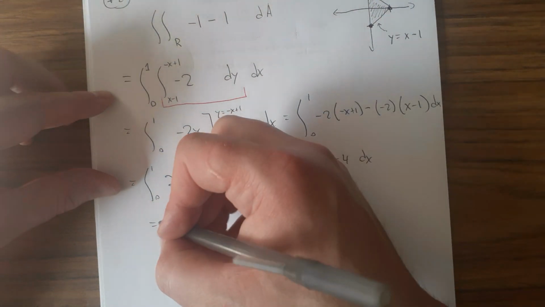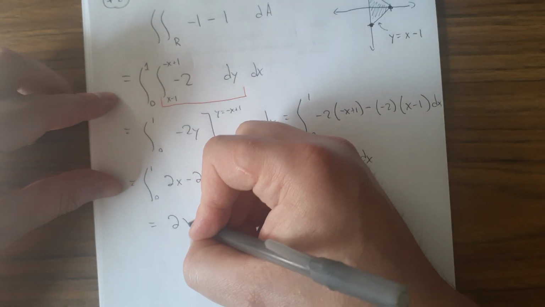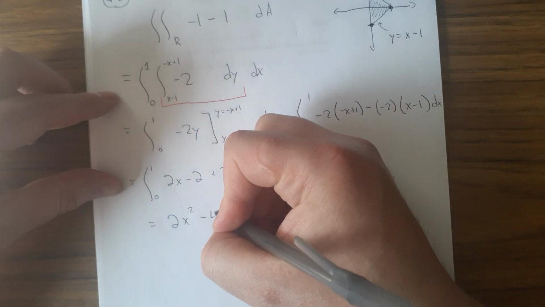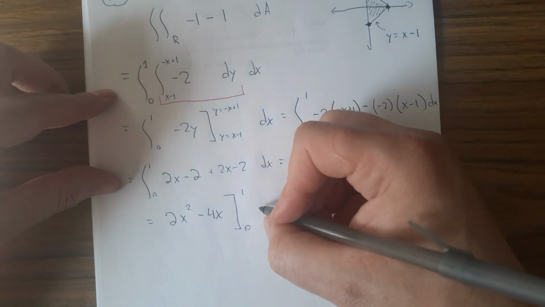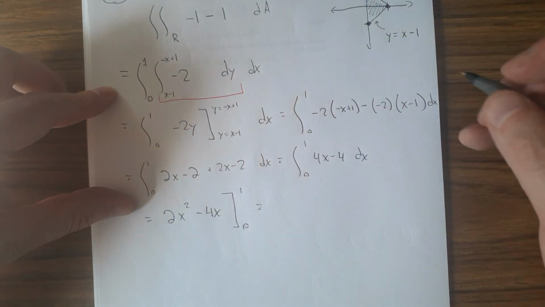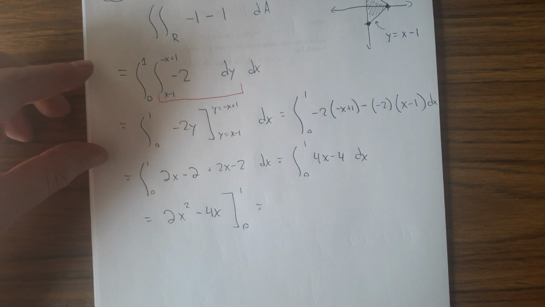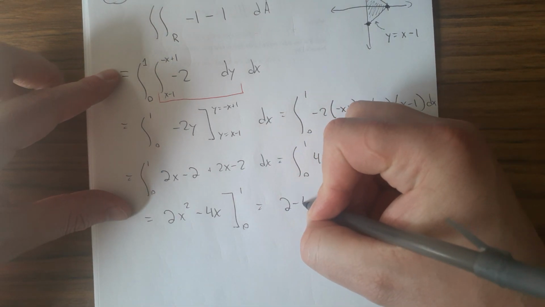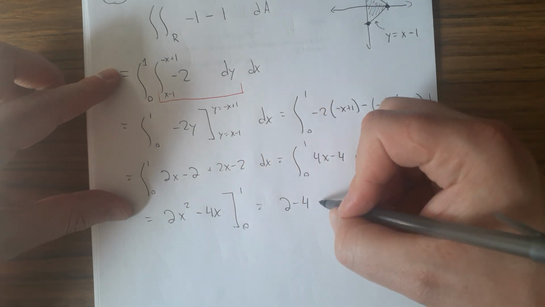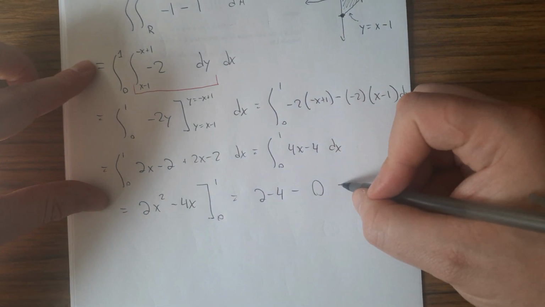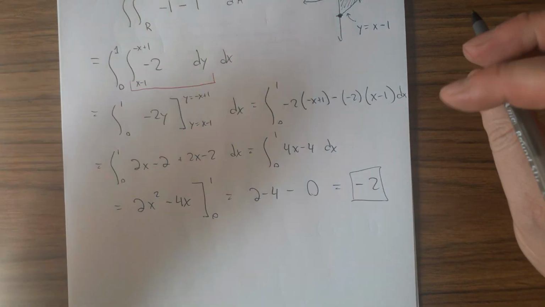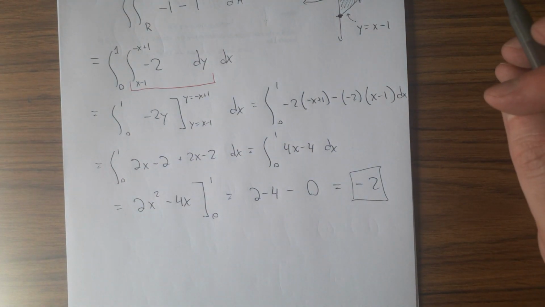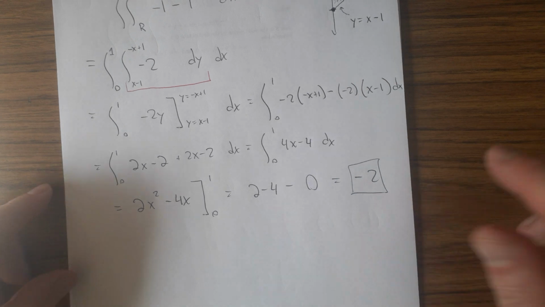Integrate with respect to x. 2x squared minus 4x, from 0 to 1. When I put in 1, I get 2 minus 4. And then when I put in 0, I'm going to get 0 everywhere. So this is all just negative 2. Great.